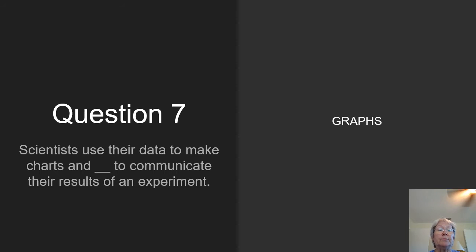Question number 7. Scientists use their data to make charts and graphs. That's the fill in the blank here, graphs, G-R-A-P-H-S, have either bar graphs or circle graphs or line graphs to communicate the results of an experiment. So graphs is the word that makes this sentence complete, G-R-A-P-H-S.